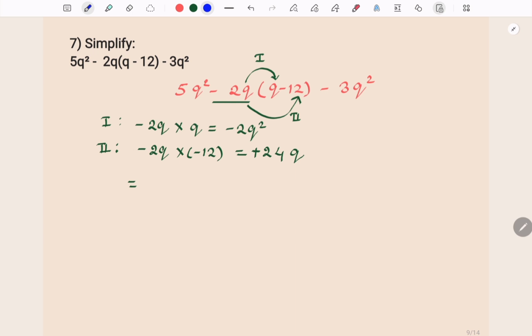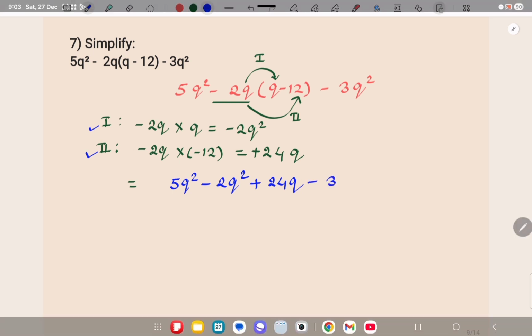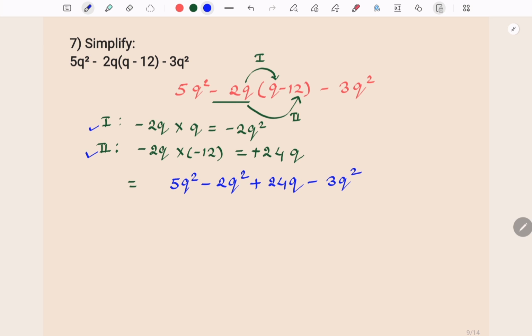First, I will start with 5q squared. 5q squared was already present outside the bracket, so I will write it down just the way it was before. And then I will write the result of the first multiplication, that is minus 2q squared. Okay, then I will write the result of the second multiplication, that is plus 24q, and then I have another term that is written outside the bracket, that is minus 3q squared. Alright.